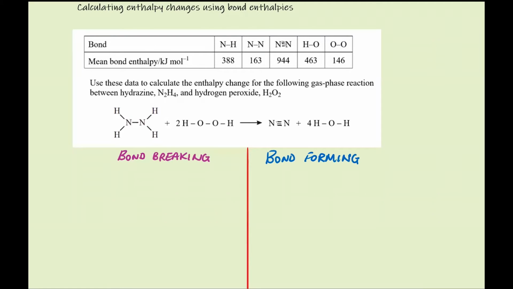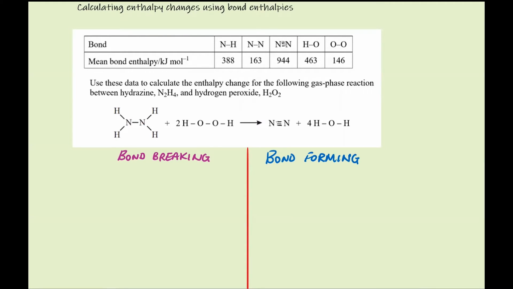Now this is an example from an actual exam question. We're going to work through it. I've cut a few things out just to make it simpler, but it's calculating the enthalpy changes using bond enthalpies. Now, like I mentioned before, you normally get a table like that in your exam, and you can see that there are no signs there either. Now we're going to use that data to calculate the enthalpy change of the following gas phase reaction between hydrazine, N2H4, and hydrogen peroxide, H2O2.